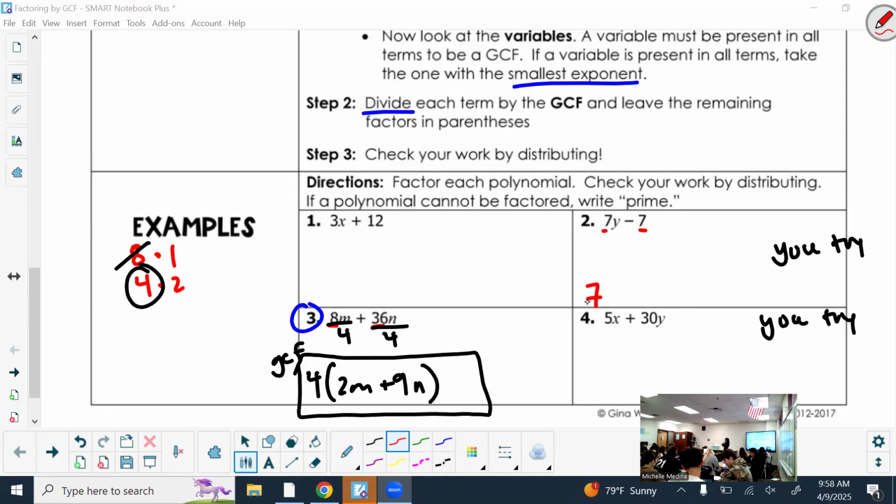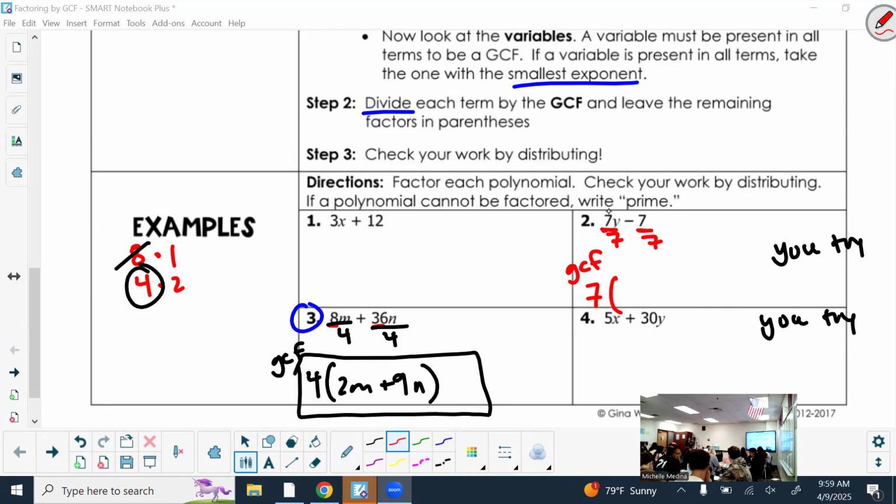Table 1, can I factor out any variables in this one? Do I have a y present in each term? So then I can't. So your GCF should just be the 7, and that should be outside your parentheses. Inside should be what you get from dividing each term by 7.